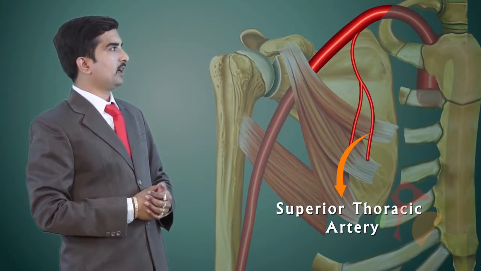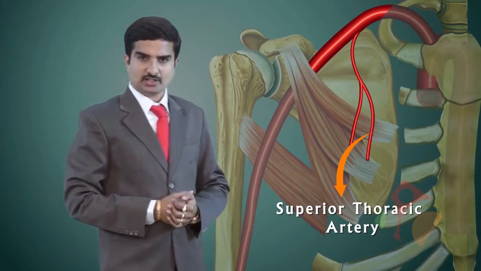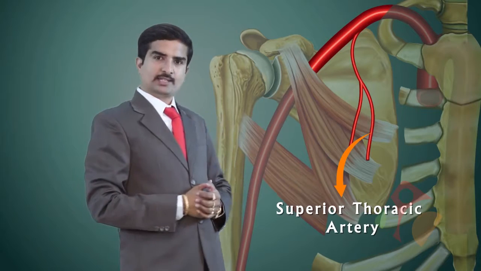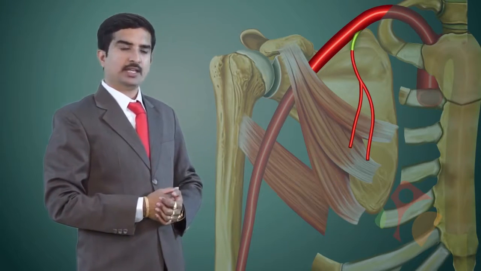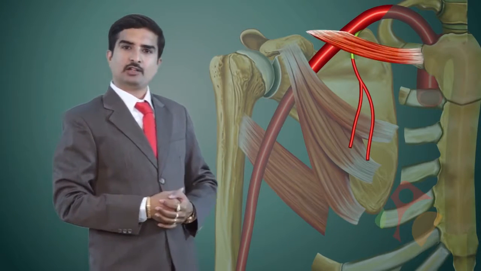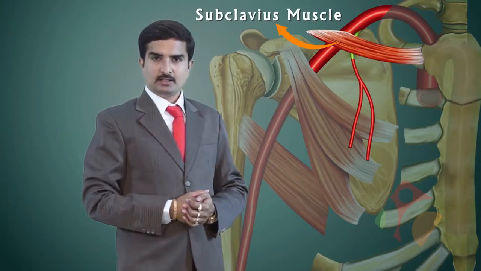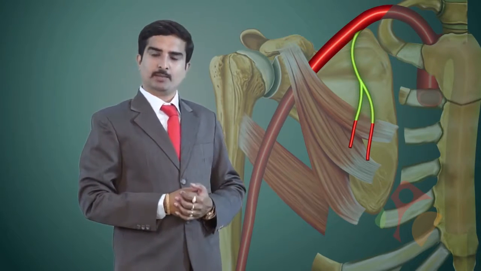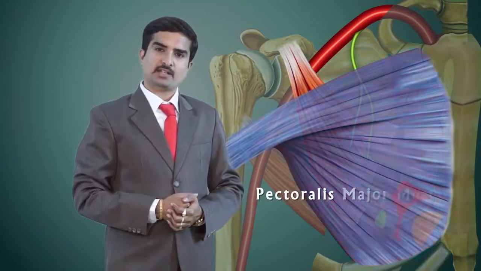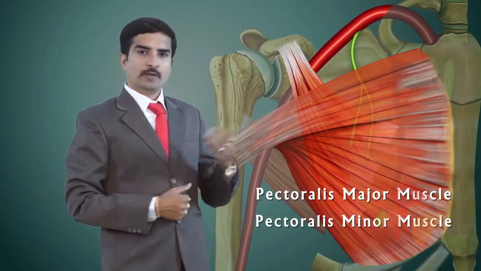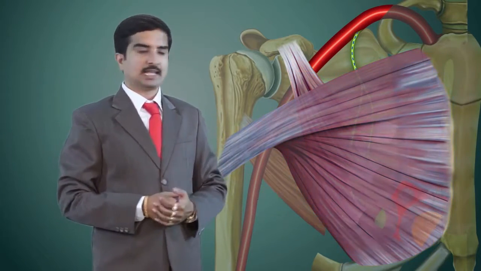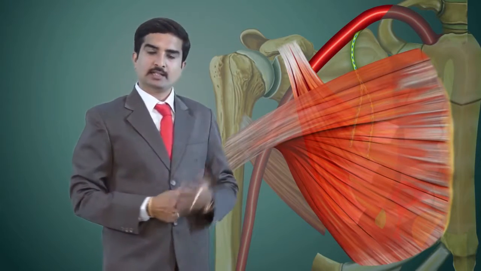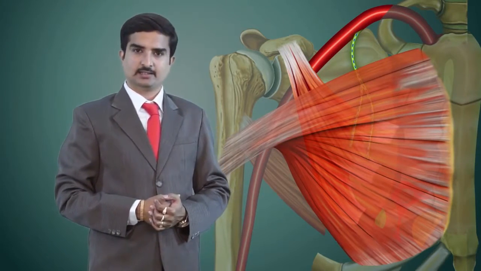This superior thoracic artery is a very small branch, and it arises immediately below the clavicular part of the subclavius muscle, and runs downwards in between the pectoralis major as well as minor muscles, where it supplies these two muscles and ends by supplying the medial wall of the axilla.